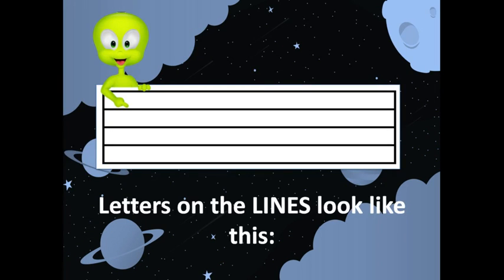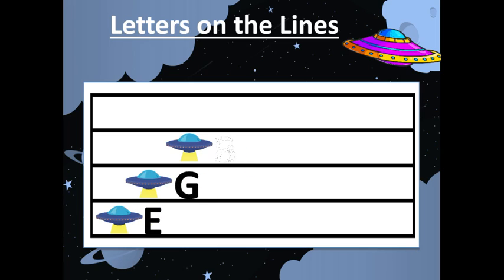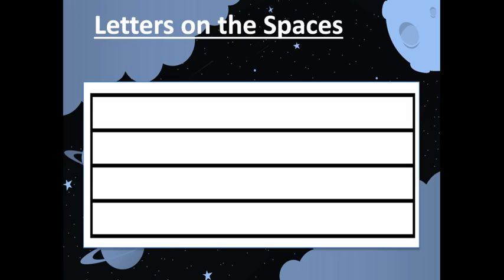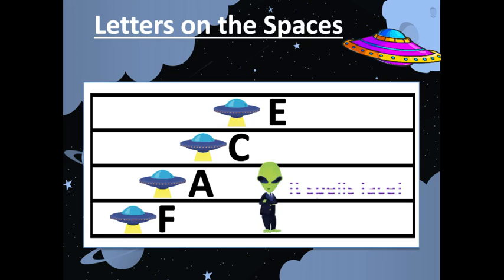Letters on the line look like this: E, G, B, D, and F. Letters on the spaces look like this: F, A, C, and E. Yes, it spells face.